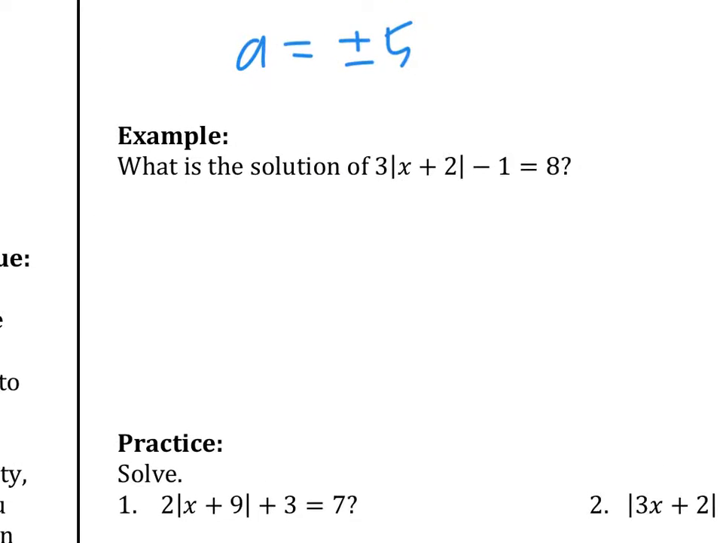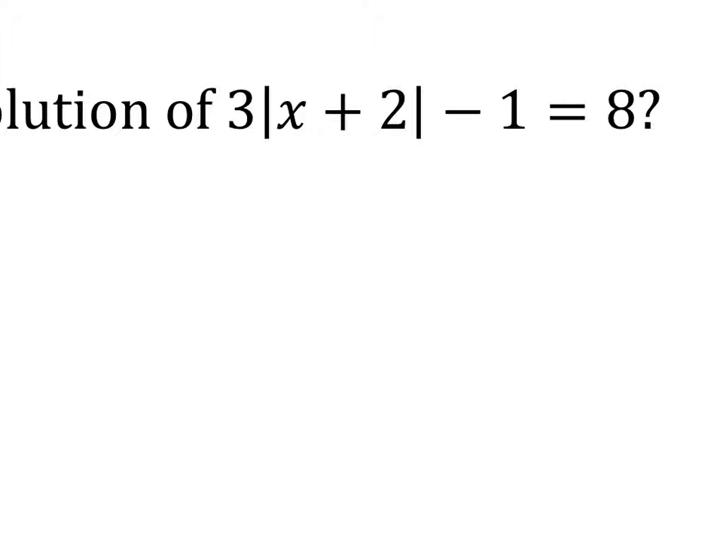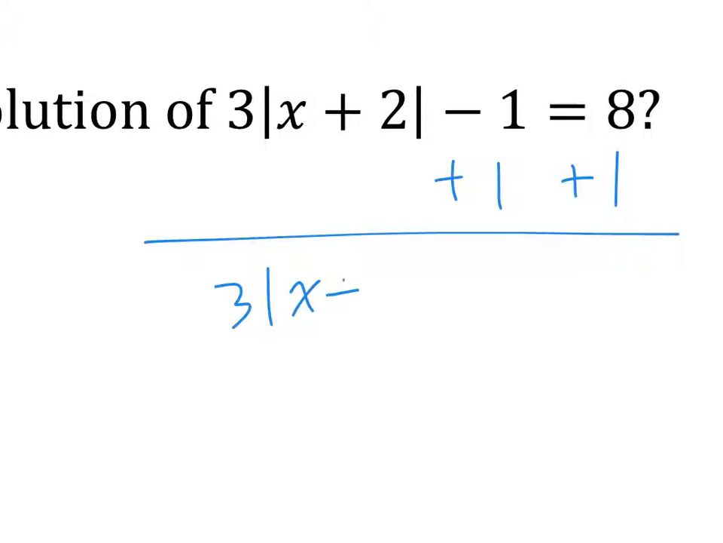So for example, let's look at this question. 3 absolute value x plus 2 minus 1 equals 8. Let's take out your math sense. What do you think you should do first? Very good, add 1. We always want to get rid of things that are farthest from x, which is the minus 1 here. All right, take out your math sense again. What should you do next? Divide by 3. Very good, perfect. Divide by 3. Absolute value x plus 2 equals 3.